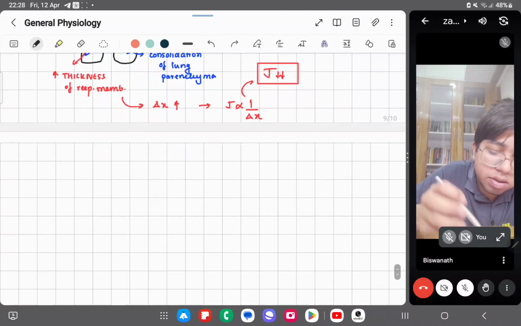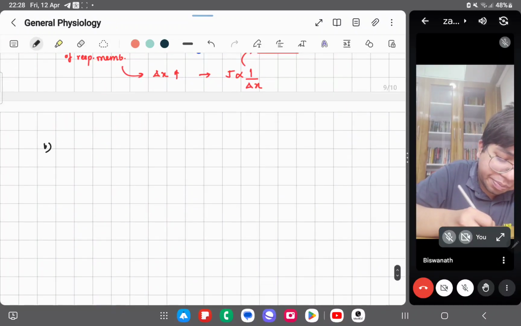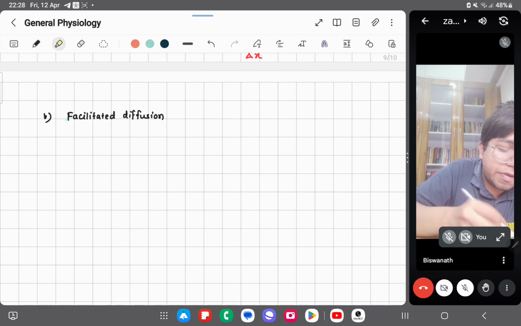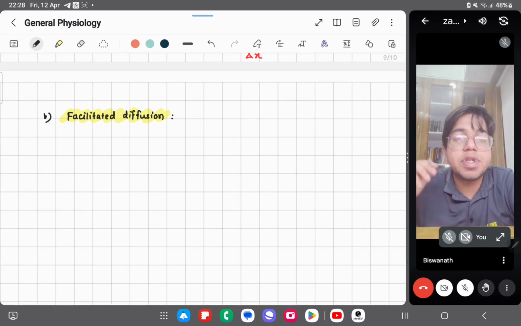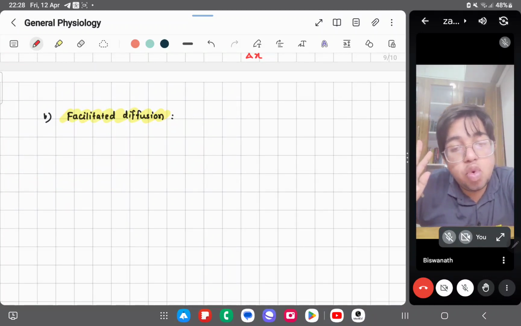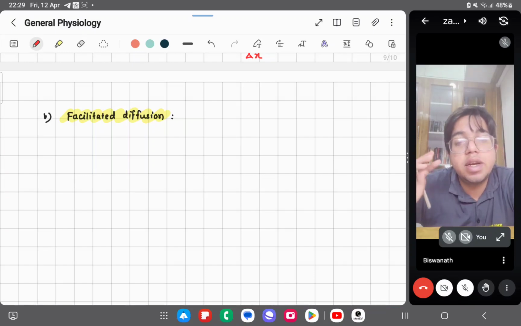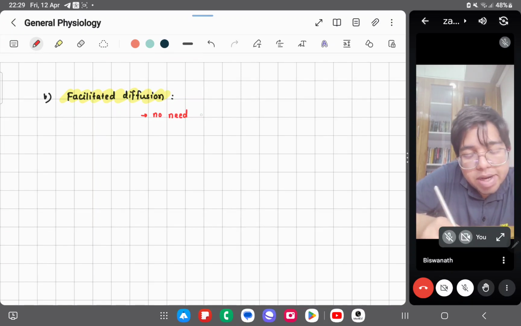Let's talk about the second thing, that is facilitated diffusion. Facilitated diffusion is a basic kind of diffusion. Some salient points are there, and we have two properties to study in facilitated diffusion. One is called stereospecificity, another is called saturation. We'll study two characteristics which are there in facilitated diffusion. Basic things: no need of ATP because it is another passive mode of transport. No need of ATP.